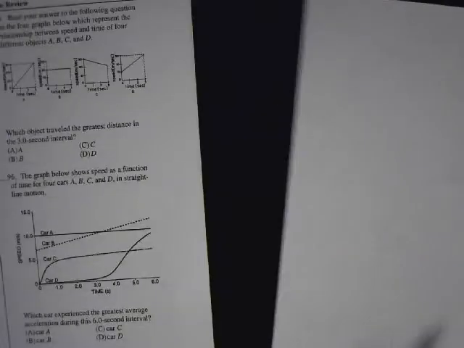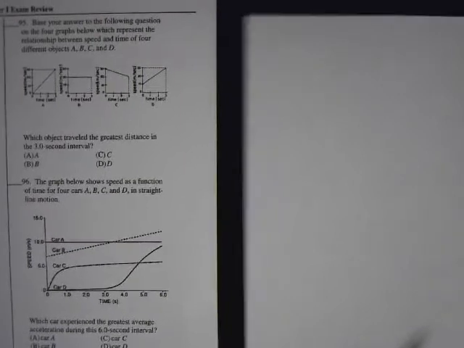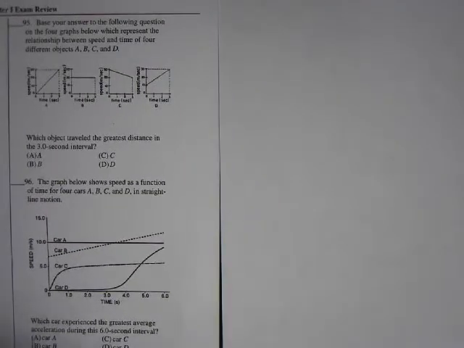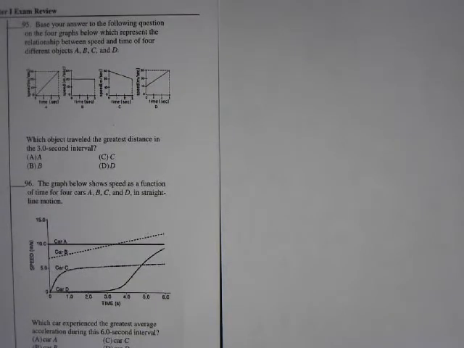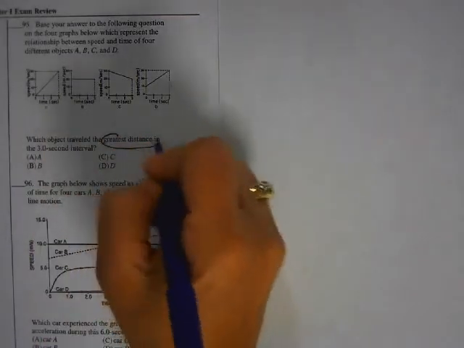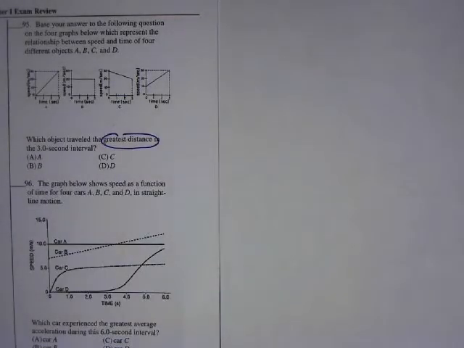All right, now we're going to look at this one. It says, base your answers to the following questions on the 4 graphs below, which represent the relationship between the speed and time. What object traveled the greatest distance? So the distance on the speed versus time graph is the area under the curve. I don't really think, me personally, I can tell by looking at the graph. So I would actually calculate it.